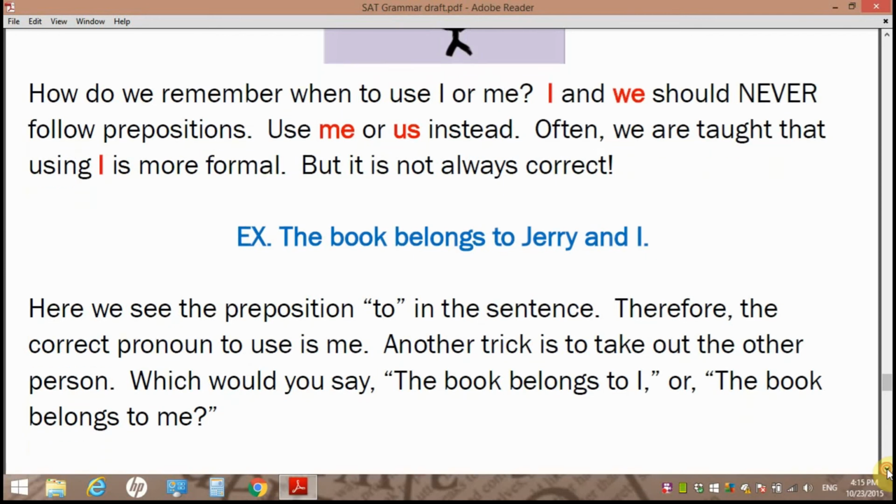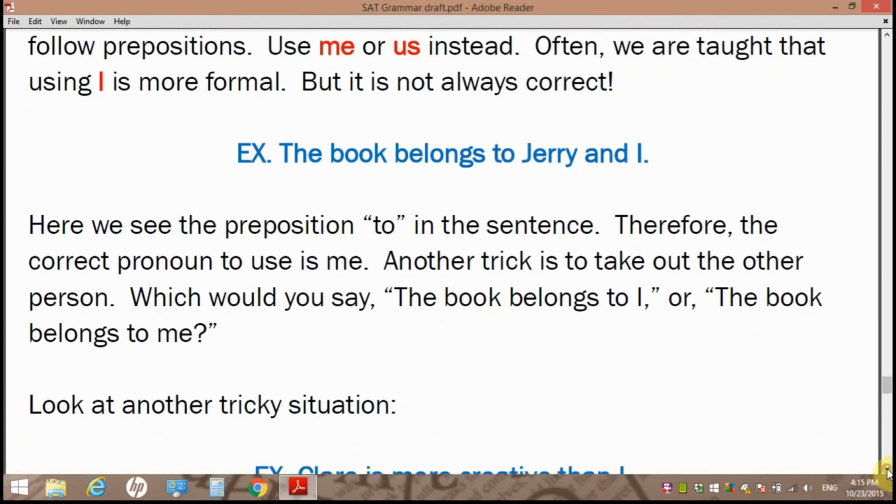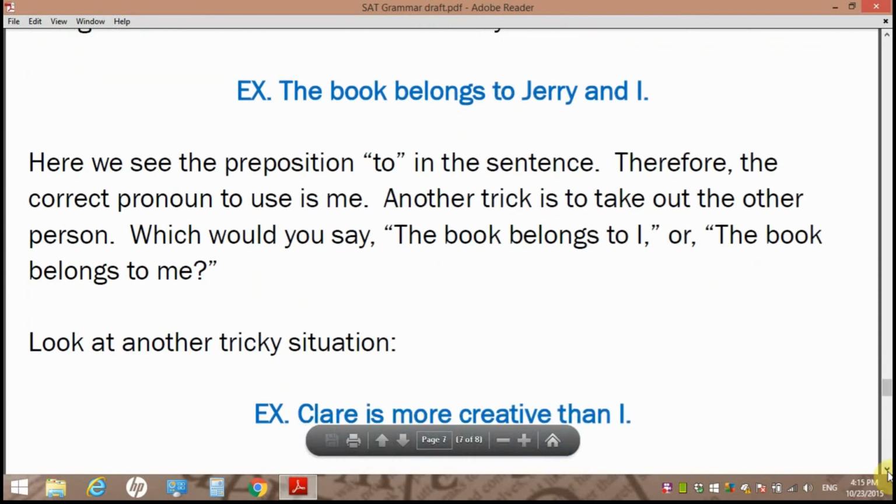Okay. So another good way to remember that is in this case where you're talking about two people, yourself and someone else, take out the other person. Would you say the book belongs to I, or would you say the book belongs to me? Well, you would say the book belongs to me. So let's look at another situation.